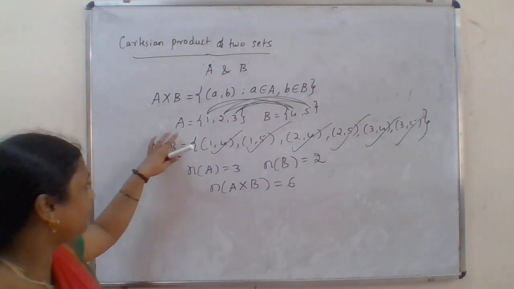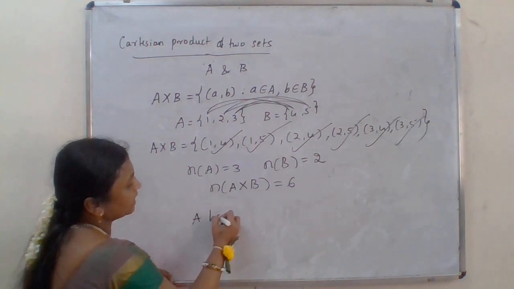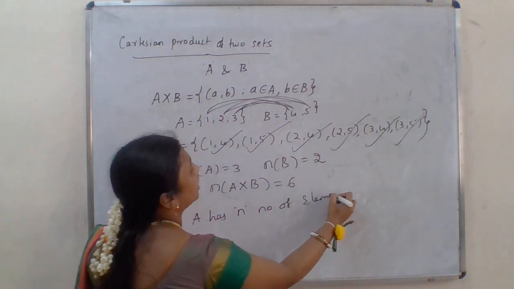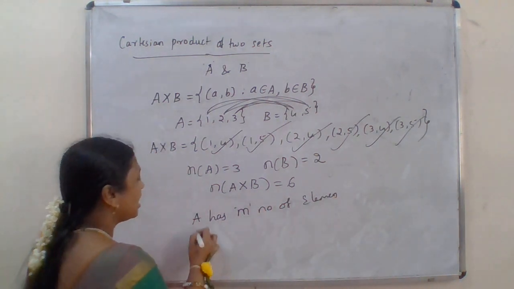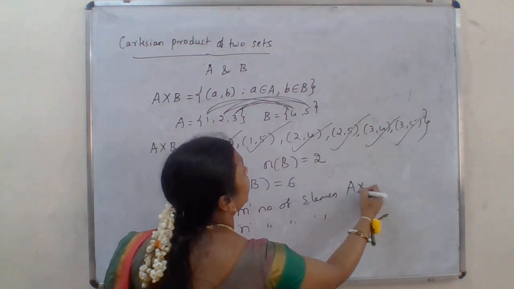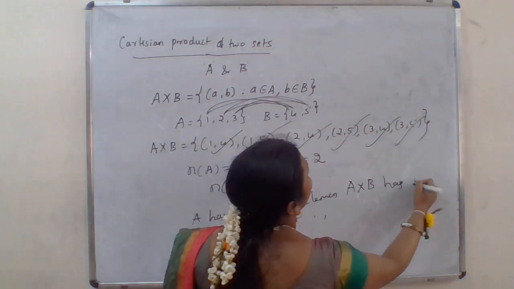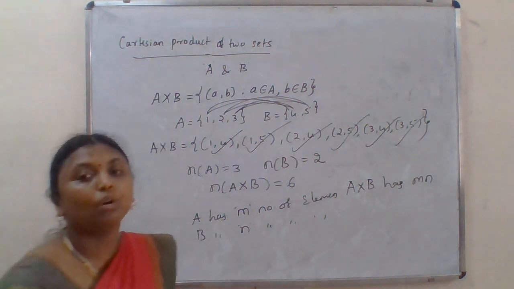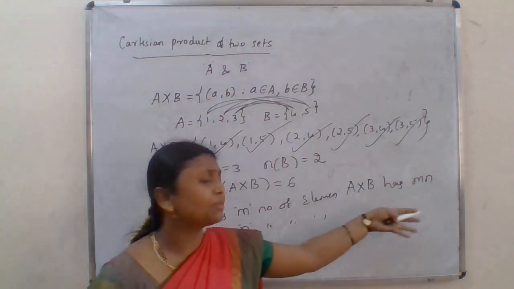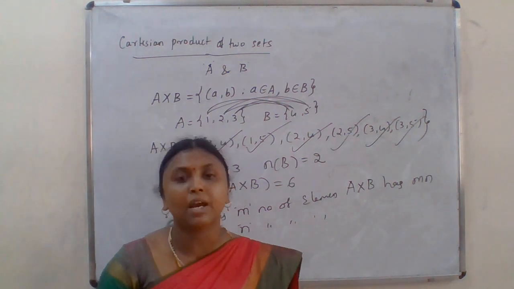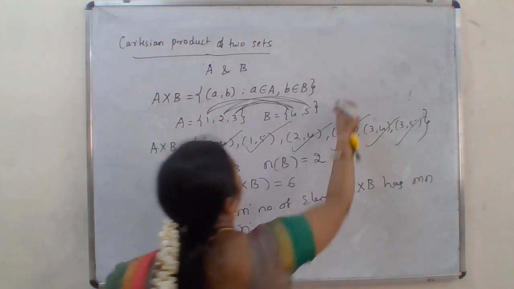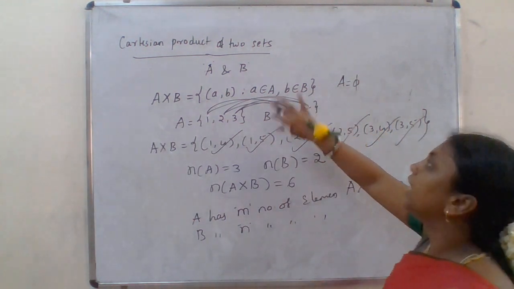Remember, if A has m number of elements and B has n number of elements, then A cross B has m into n number of elements. So A has m number of elements, B has n number of elements, so A cross B has m into n number of elements. Remember it carefully.